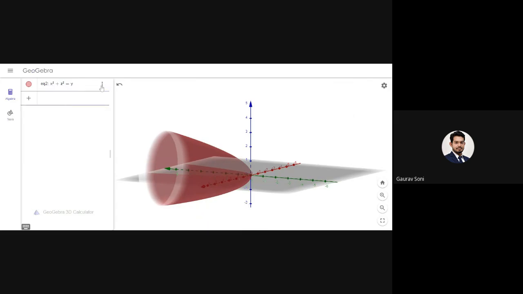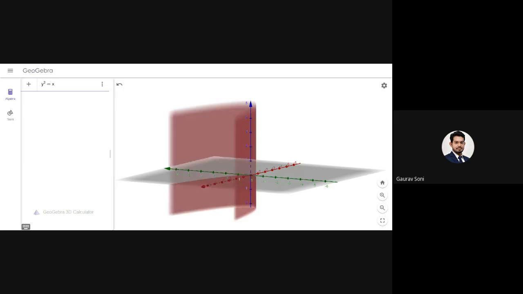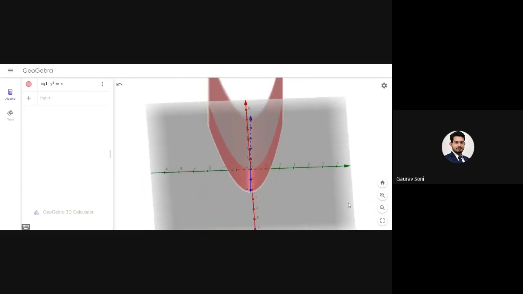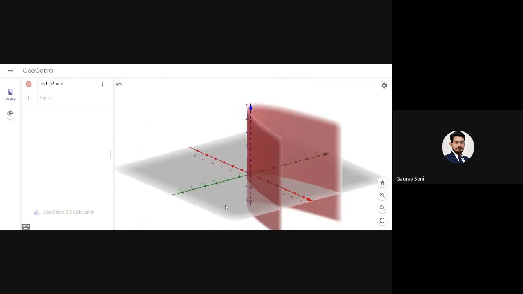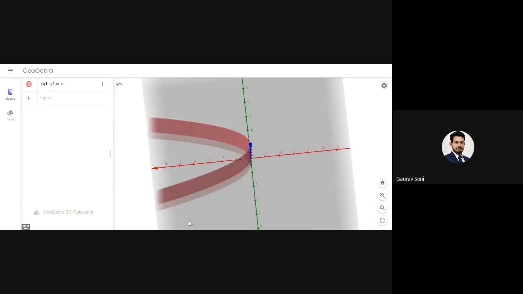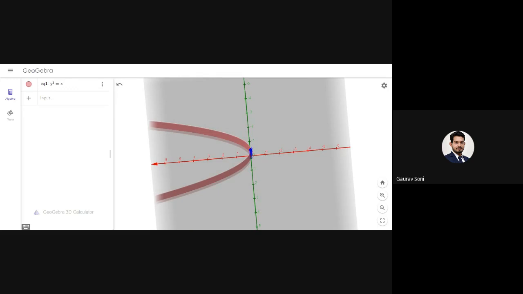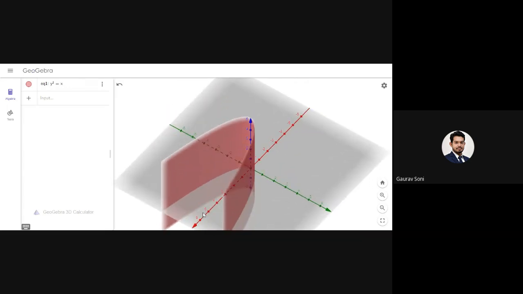Fine. And the last structure, y square is equal to x. So it is a parabola opening towards the positive x-axis. This is our positive x-axis, the red one. If you look along the z-axis, you're getting a parabola on the xy plane. And then since the z-axis is absent, it is extended, and we get this kind of structure. Fine. We'll stop here now.